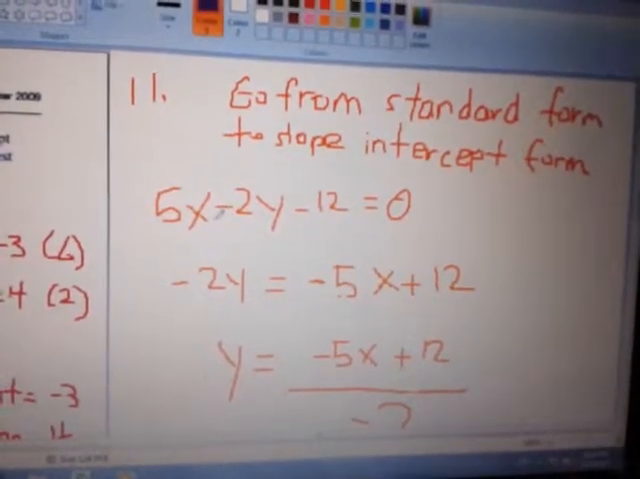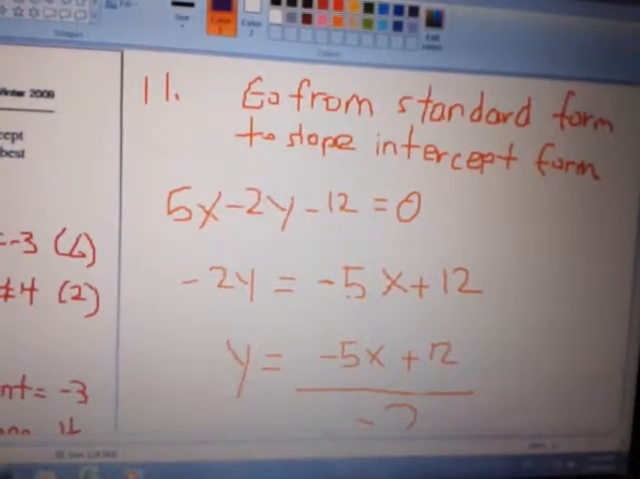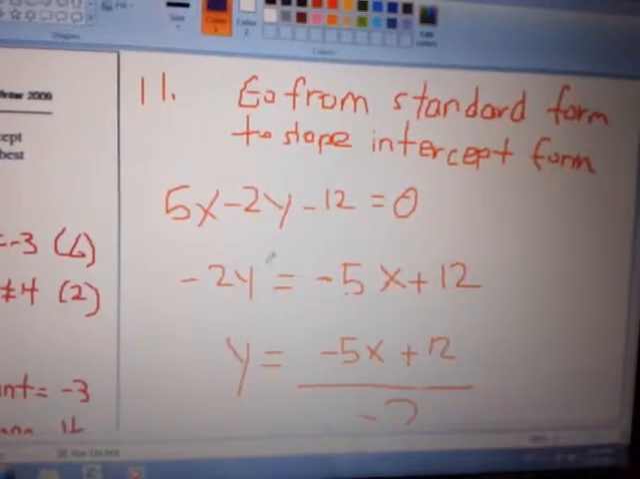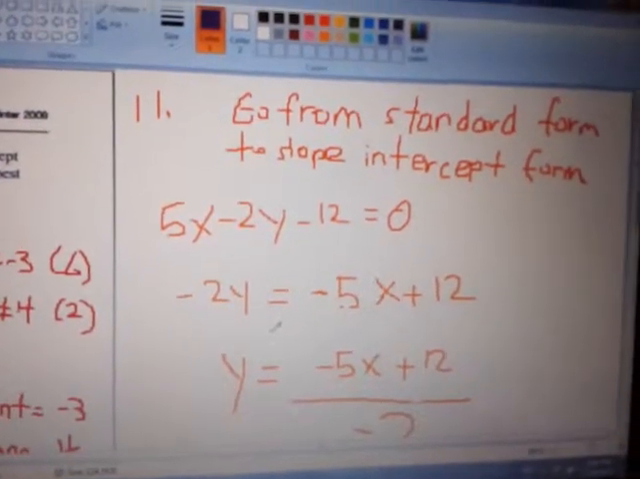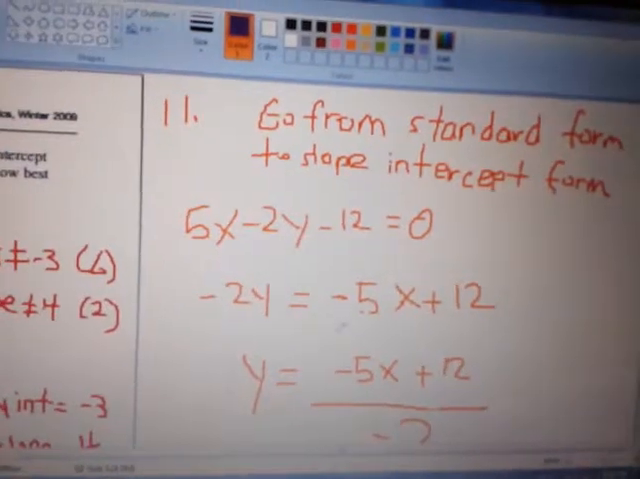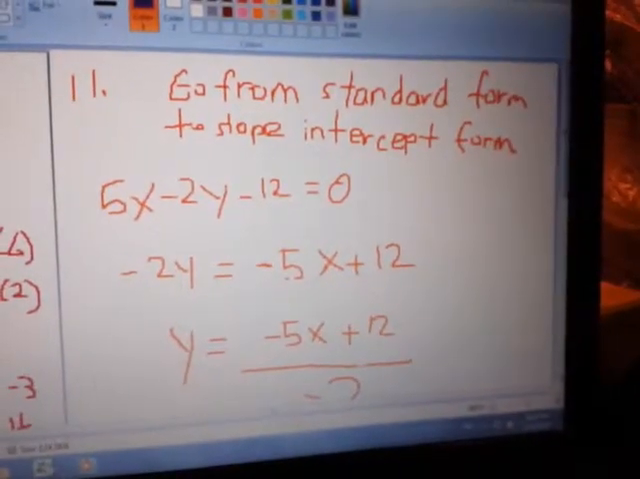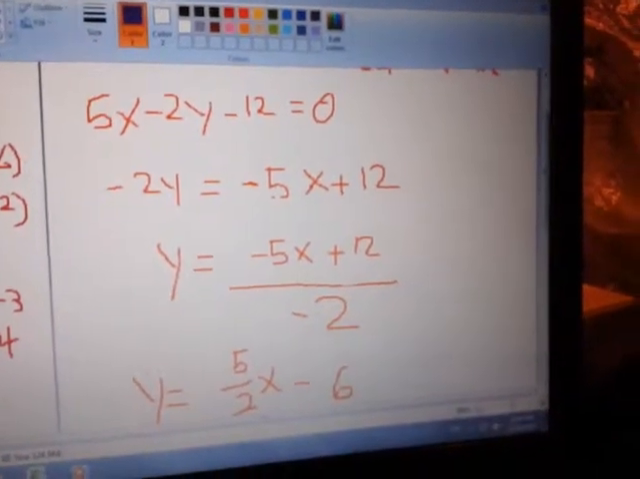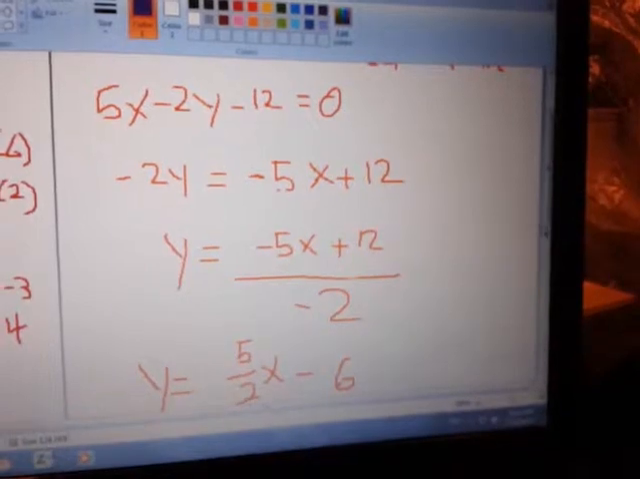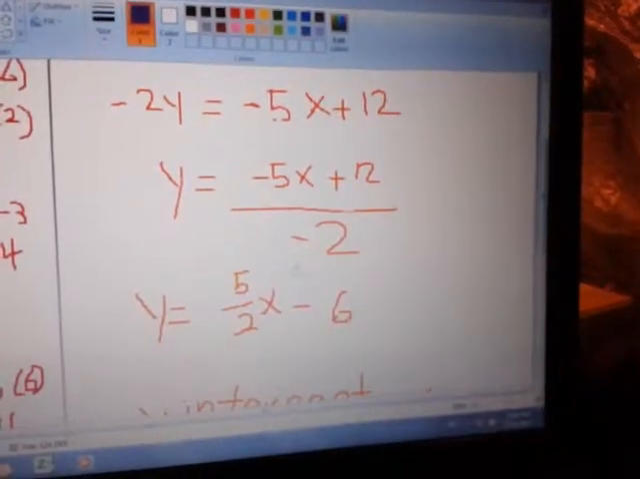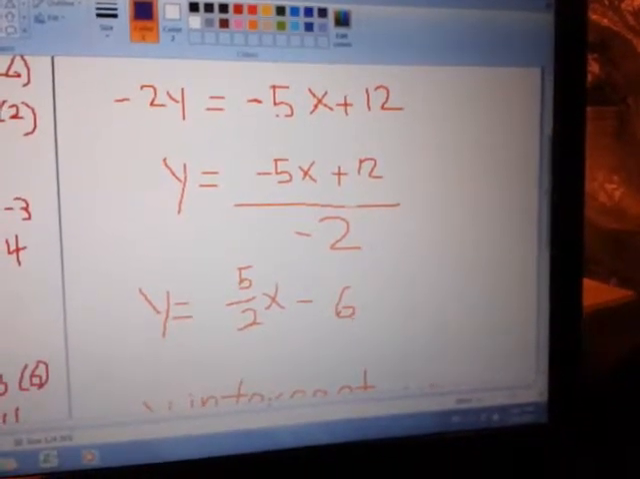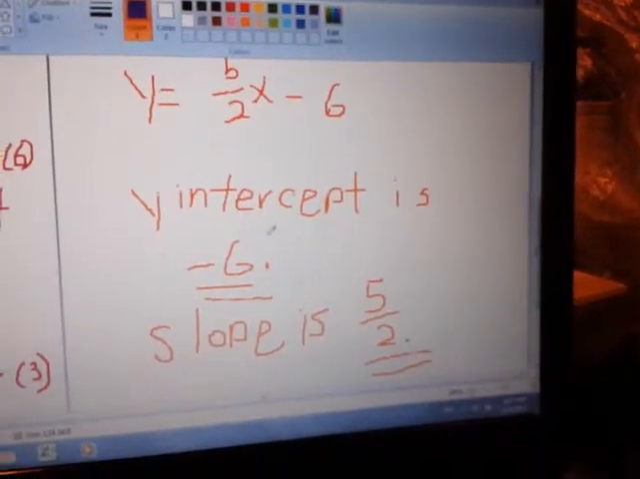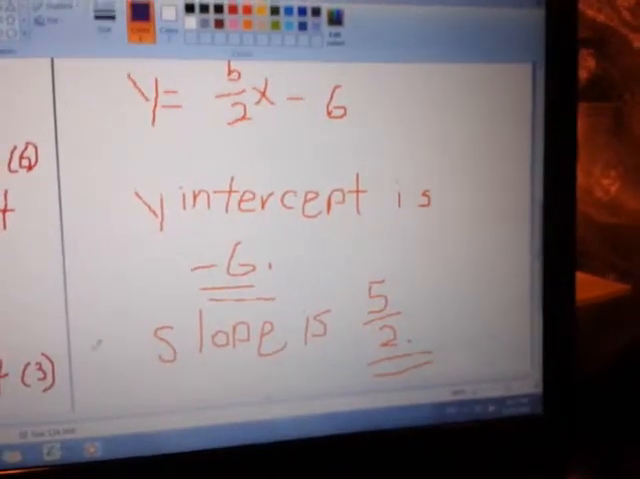So you subtract 5x from both sides, and add 12 to both sides to isolate. So negative 2y equals negative 5x plus 12. The next thing you would do is divide both sides by negative 2 to isolate the y completely. And you'll get a final result of 5 over 2x minus 6. So the y-intercept is negative 6 and the slope is 5 over 2.